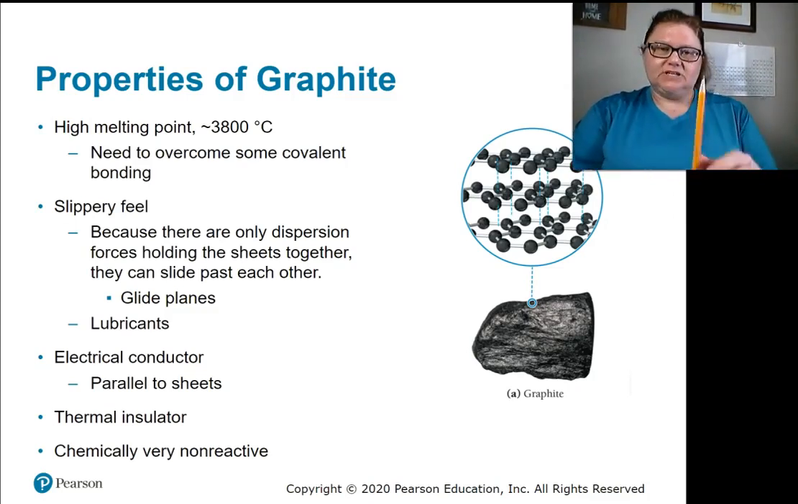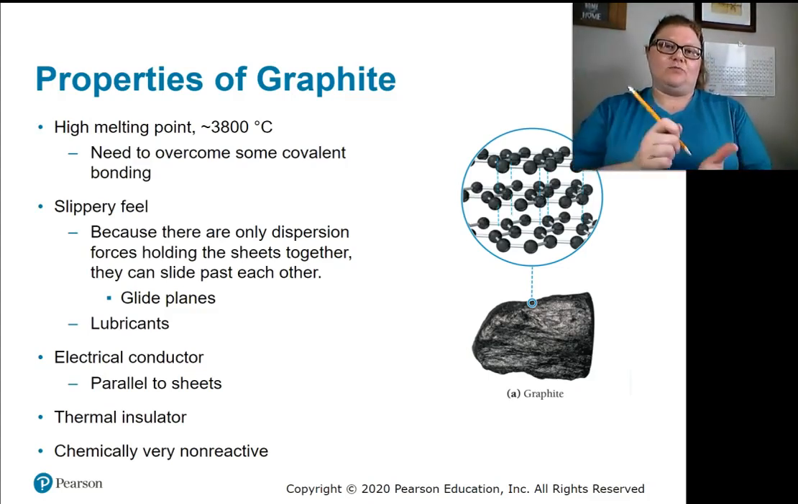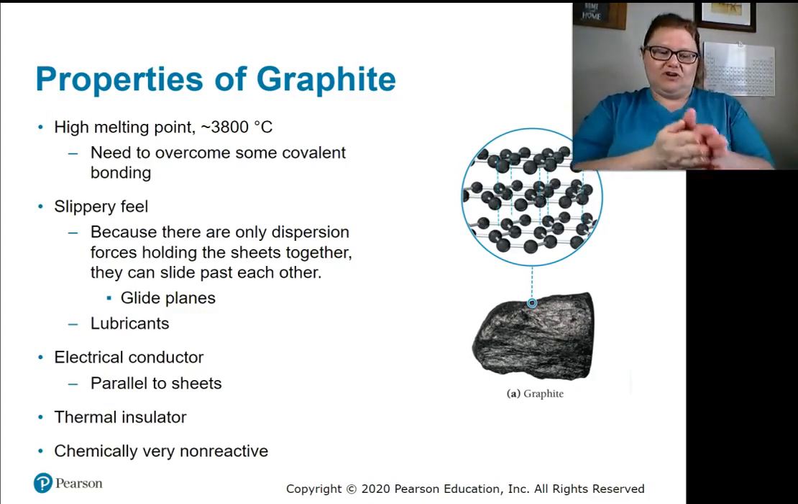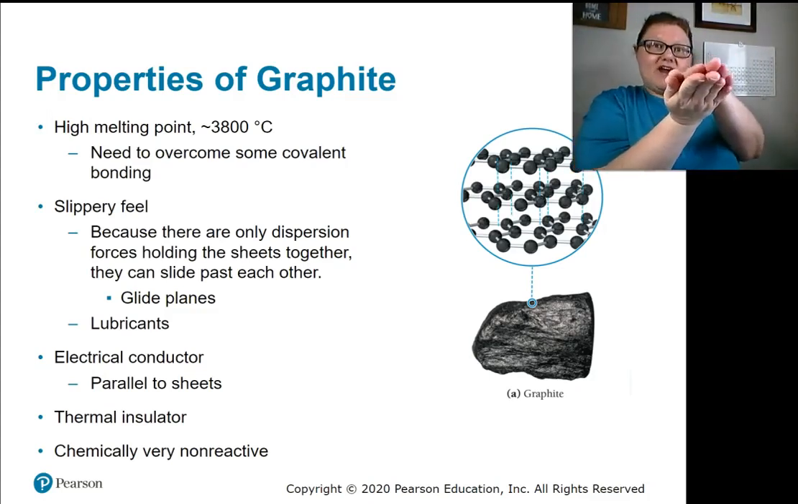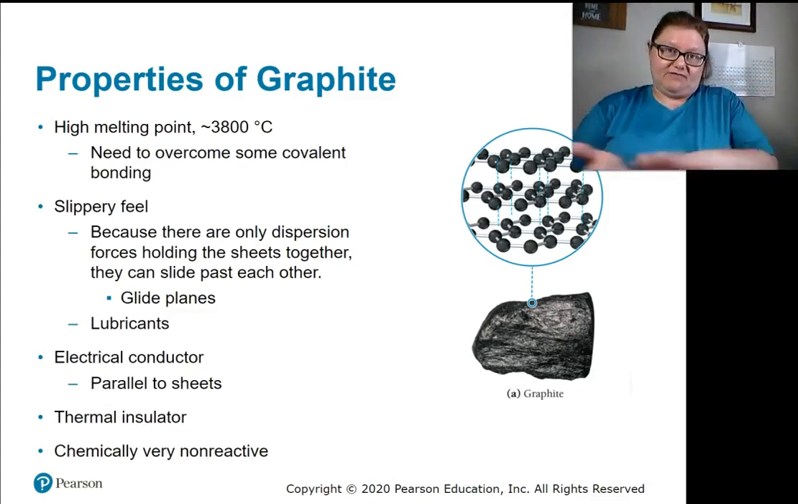High melting point: almost 4,000 degrees centigrade, which is super, super hot to melt this guy. There is some covalent bonding, carbon to carbon covalent bonding. It's a slippery feel. Because there are only dispersion forces holding the sheets together, they can glide past each other, and this is what also makes it brittle. When you break something, you're taking those two sheets and breaking the dispersion forces, and they slide past, and that's how you get pieces of the graphite to separate.